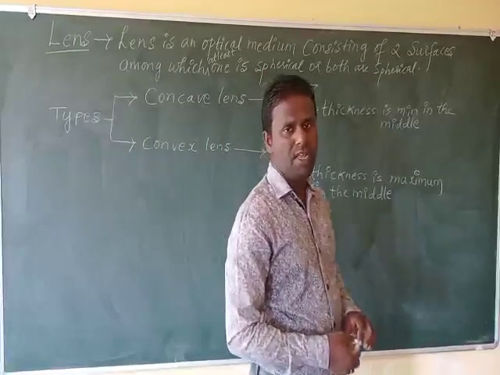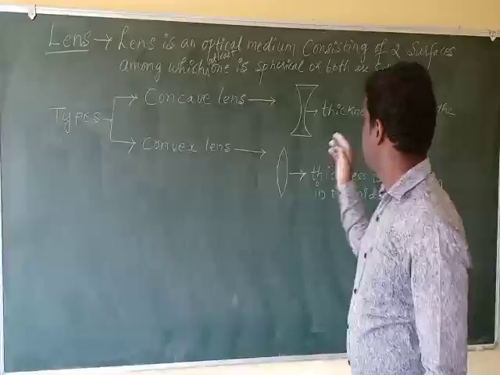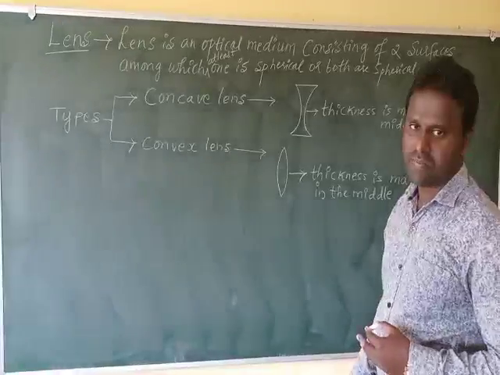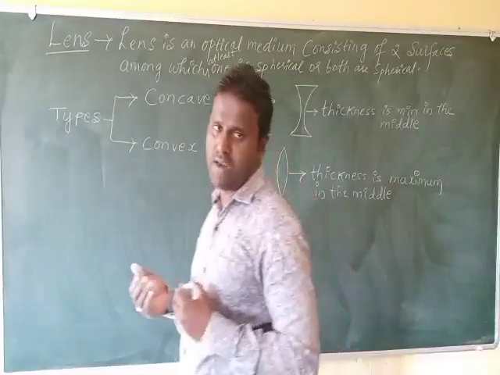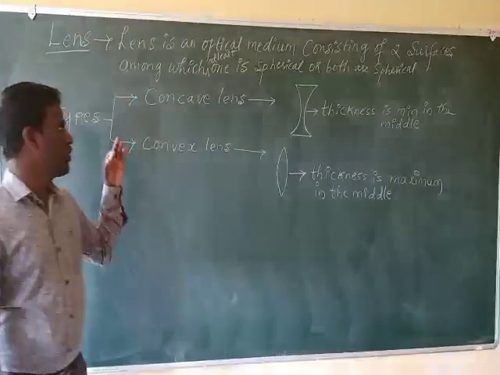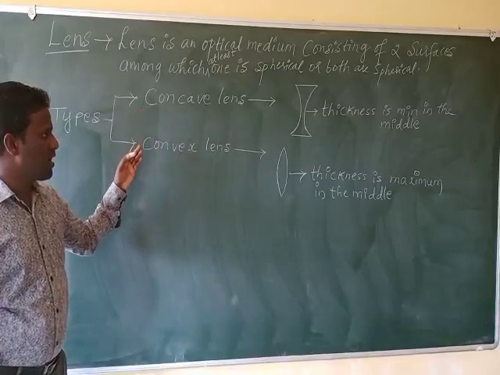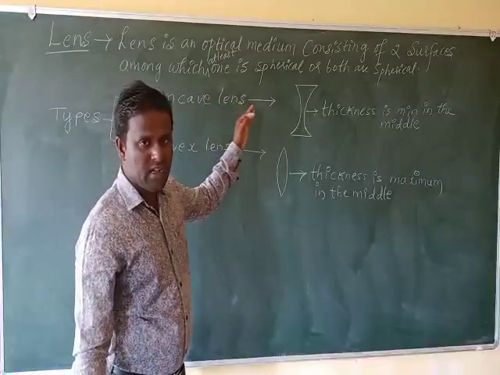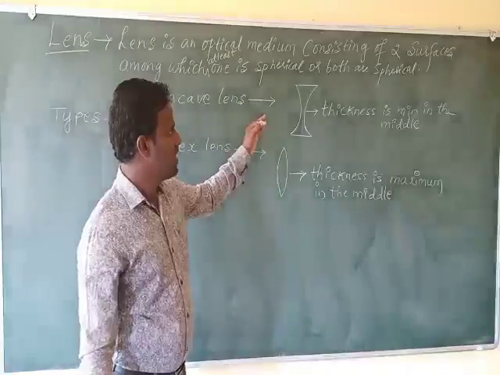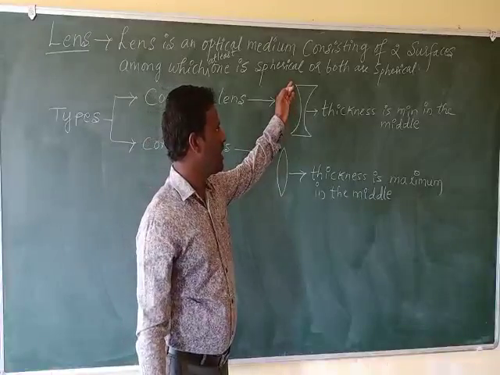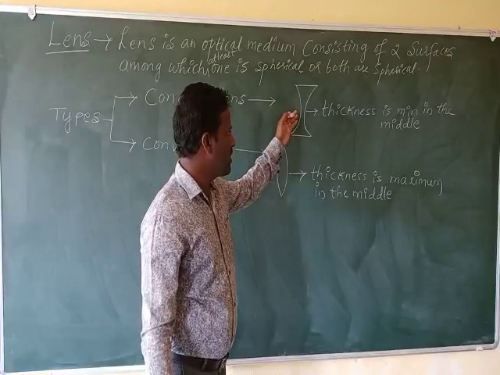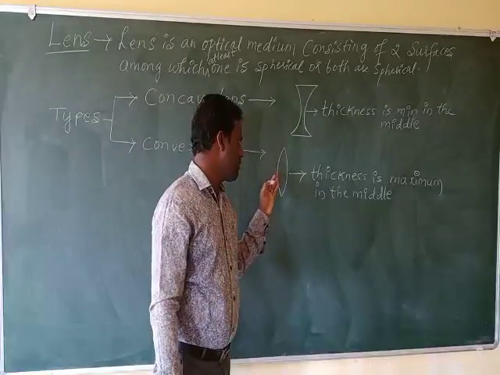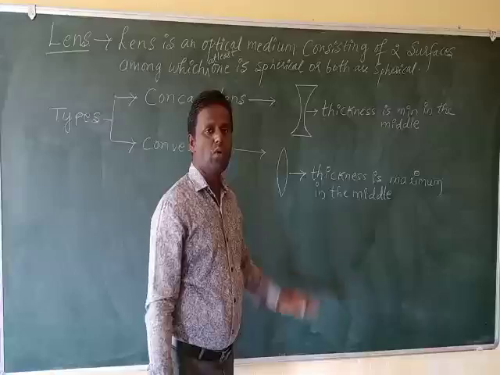A lens is an optical medium bounded by two surfaces, among which at least one is spherical, or both the surfaces are spherical, right? And there are two types of lenses, concave lens and convex lens. Here, what is a concave lens? A concave lens is the lens in which thickness is maximum at the outer edges and minimum in the middle portion. And what is a convex lens? Where the thickness is maximum in the middle portion and minimum at the outer portion.